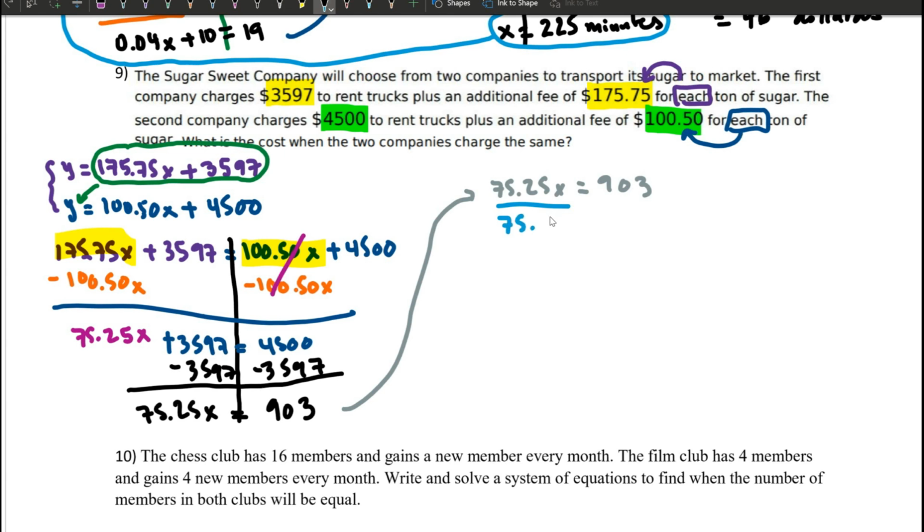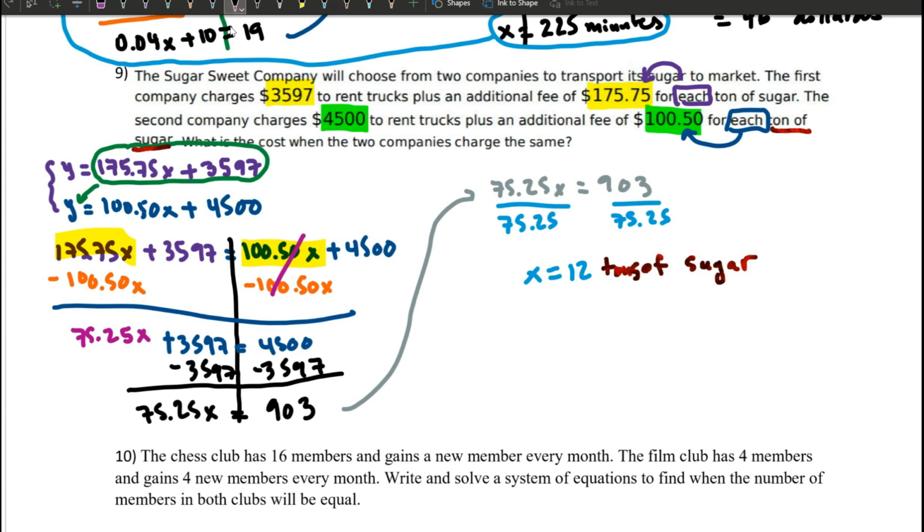Divide by 25.75. So x equals 903 divided by 25.75. That will be 12. x equals 12. So 12 of what? Okay, remember earlier I said the slope goes with "each", so that tells you what your x is, which is 12. x is 12 tons of sugar.